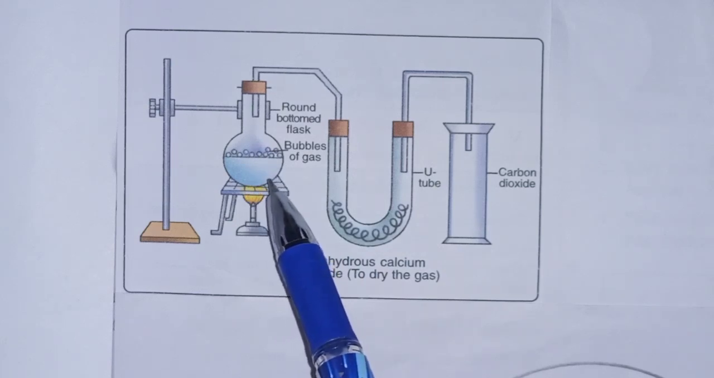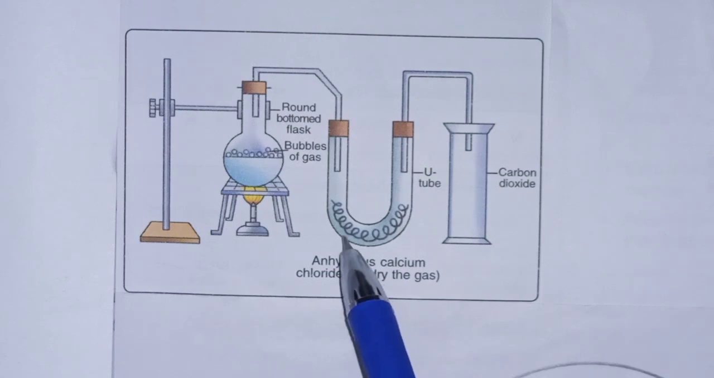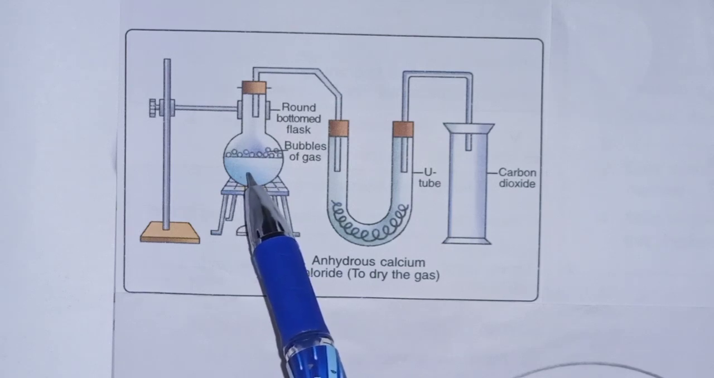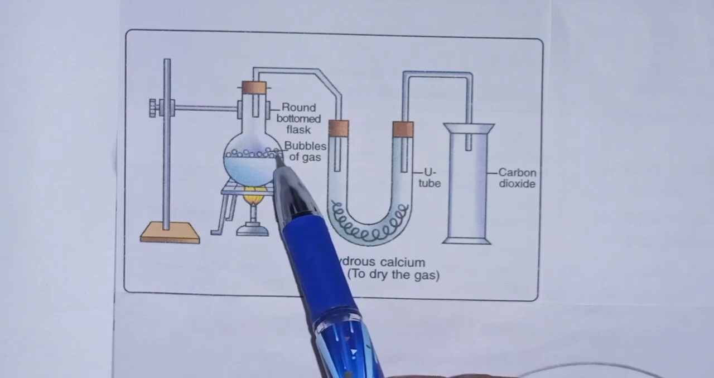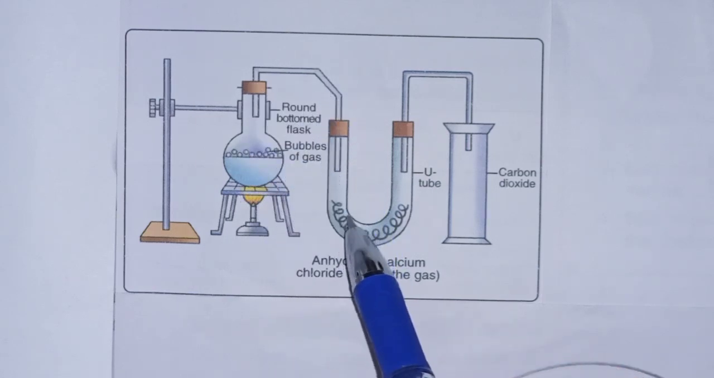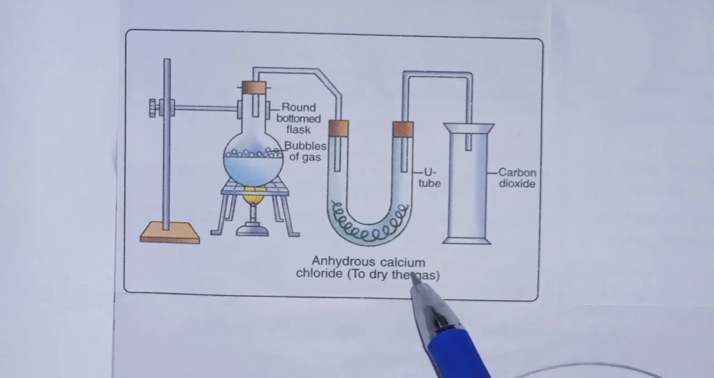One more time I am explaining to you. Here we are taking anhydrous calcium chloride. It is used to dry the gas, or it is used as a drying agent. What are we doing? We are heating the mixture of soda water. Soda water means it is a mixture of water and carbon dioxide. After some time you will see the bubbles of carbon dioxide, and the gas will pass through the tube through the anhydrous calcium chloride which is used to dry the gas.